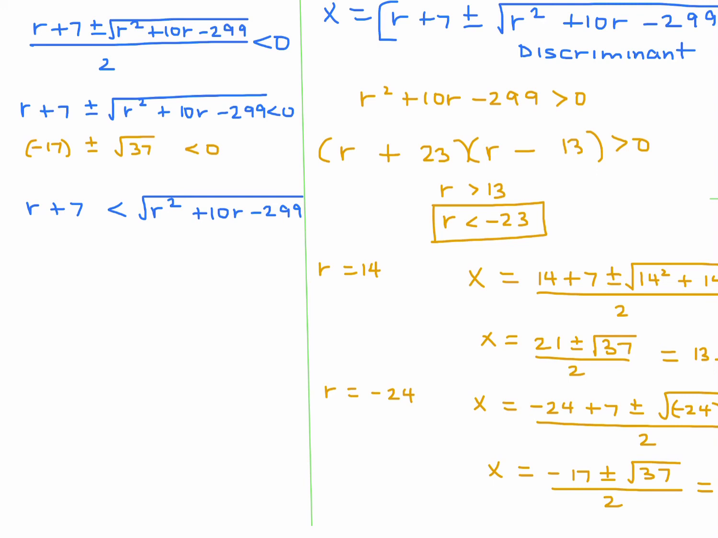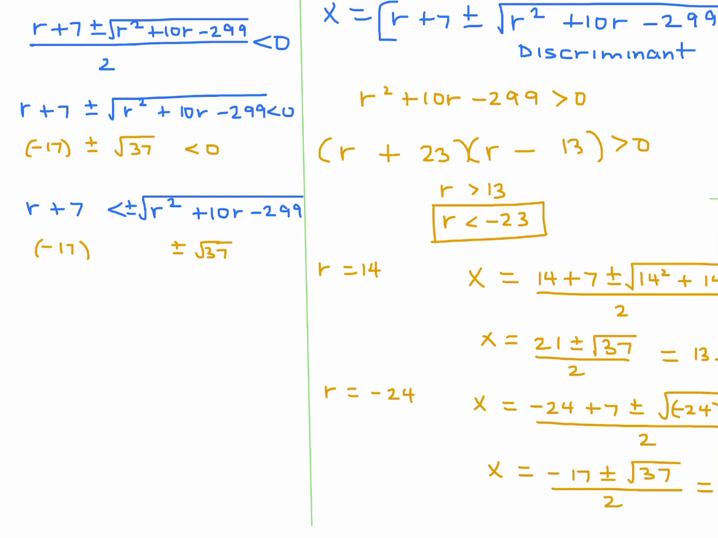So that basically means that you have this plus or minus still. But really, it's still a comparison between something like minus 17 and root 37. And minus 17 is less than plus or minus root 37. If it's plus root 37, it's obviously less. And even if it's minus root 37, it would be less.